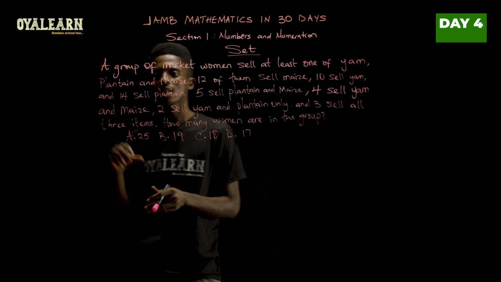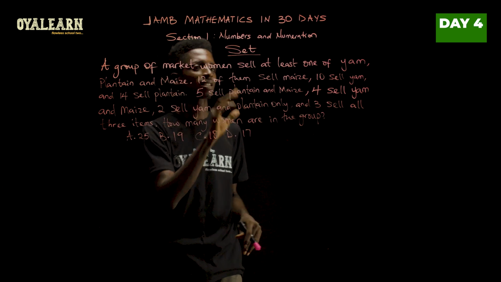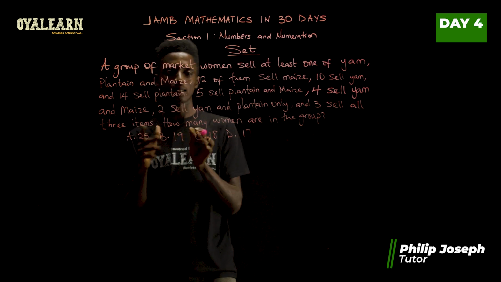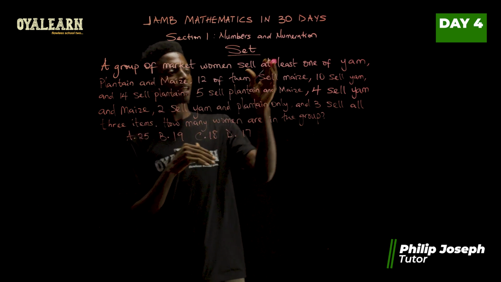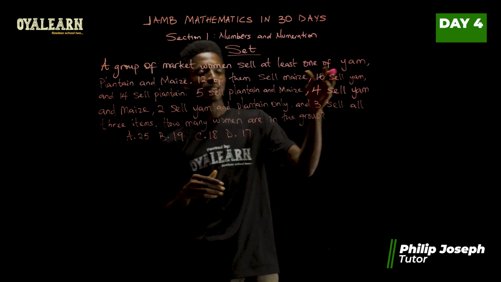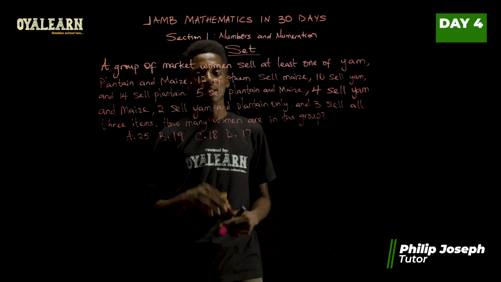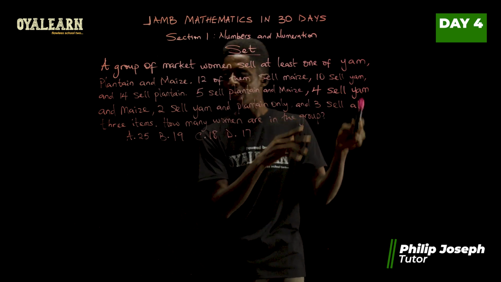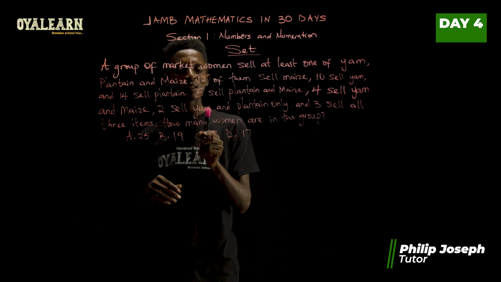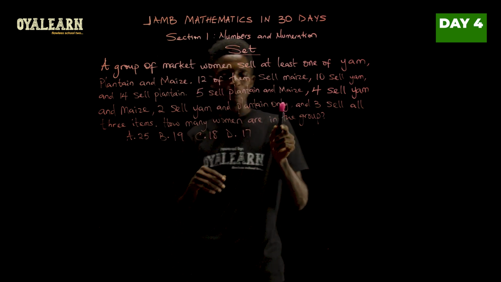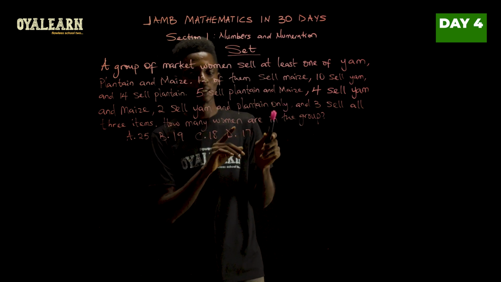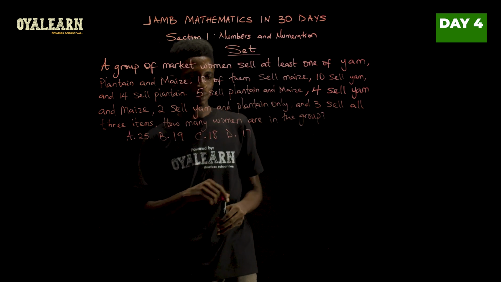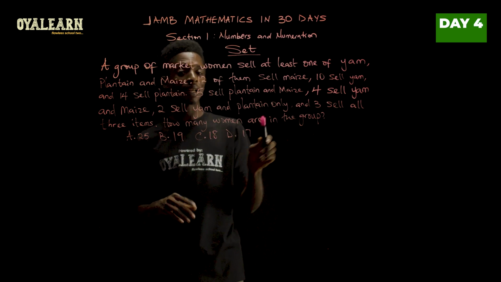Now, this question says a group of market women sell at least one of yam, plantain, and maize. Now 12 of them sell maize, 10 sell yam, and 14 sell plantain. 5 sell plantain and maize, 4 sell yam and maize, and then 2 sell yam and plantain only. And then 3 sell all 3 items. So we are asked how many women are in the group.